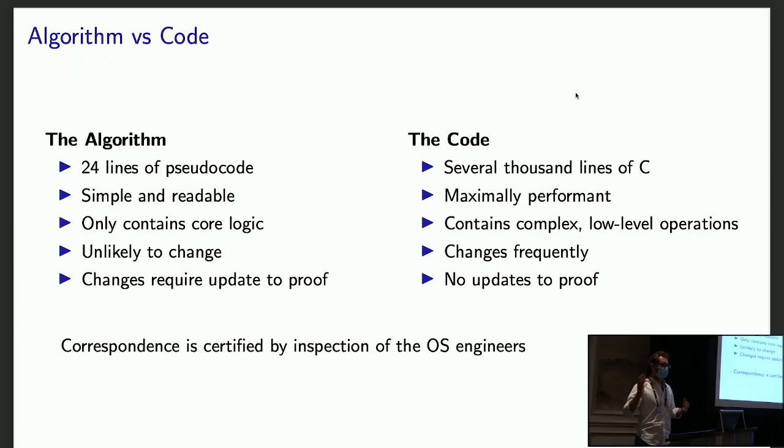Meanwhile, the code is several thousand lines of C that uses all kinds of low-level optimizations to be as performant as possible. It changes frequently just from people adding new integrations and code mods, but no updates to the proof are needed. The correspondence between these two is just certified by inspection, which is not ideal, but as I will explain, we already got a lot of benefits just by doing it this way.